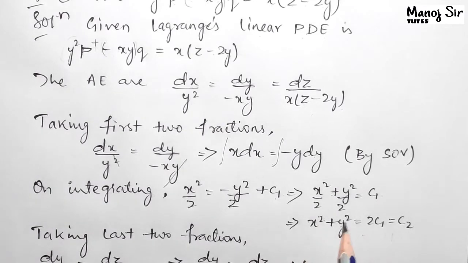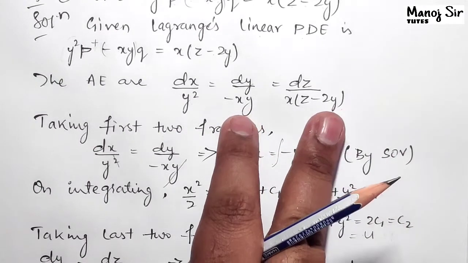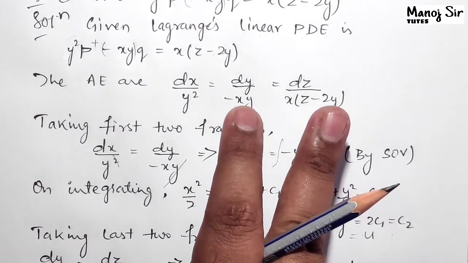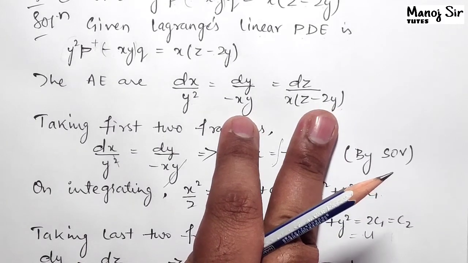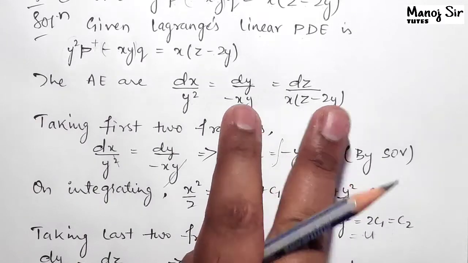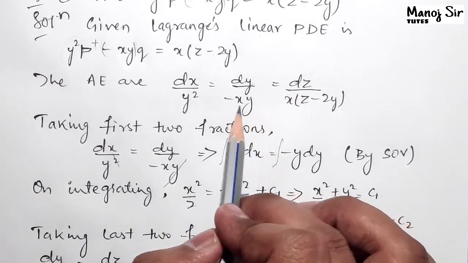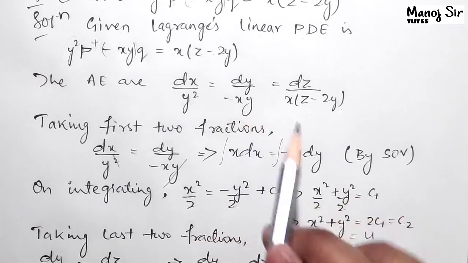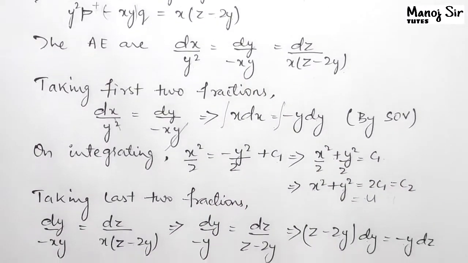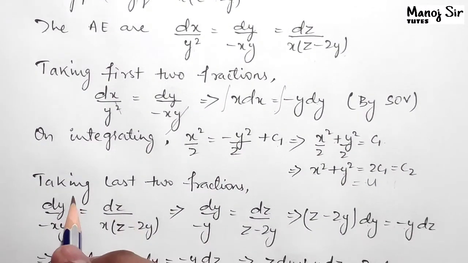And what is this x square plus y square? That is small u. Okay, we have finally found the value of small u, that is equal to x square plus y square. Now we will take these last two fractions. When we take these last two fractions, we need to eliminate x, because here we have dy and here we have dz, so x must be eliminated, so we can easily cancel the x. So we are taking the last two fractions.